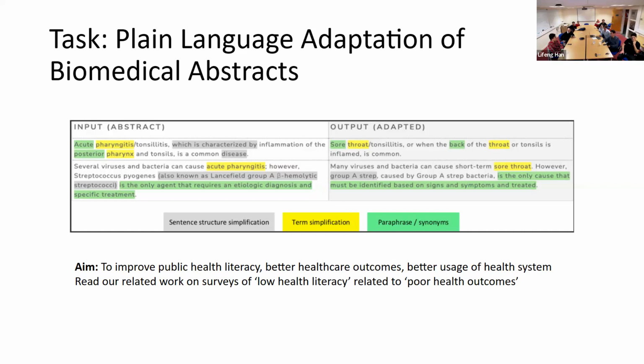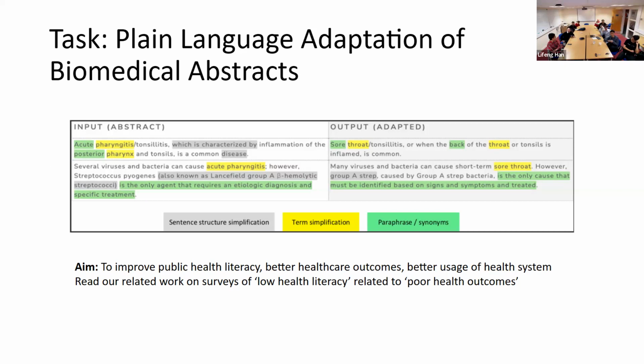The simplified one: Bugs give you a sore throat. Many viruses and bacteria can cause short-term sore throat, which is a term simplification for acute pharyngitis. However, group A strep, which is the replacement for what was in the parentheses before, caused by group A strep bacteria, is the only cause that must be identified based on signs and symptoms and treated, which is a replacement for is the only agent that requires an etiologic diagnosis and specific treatment.